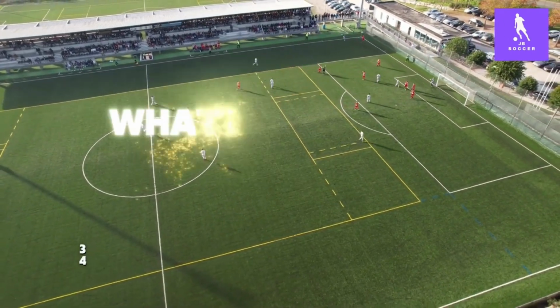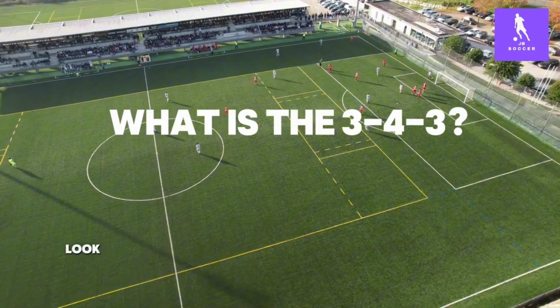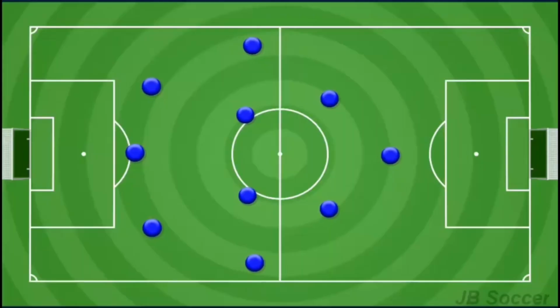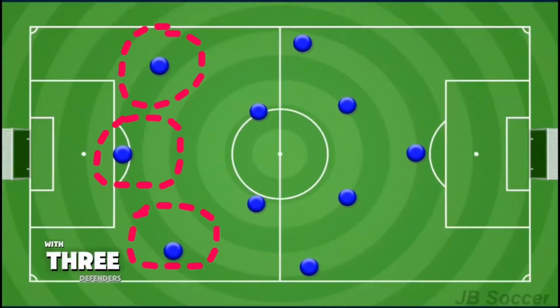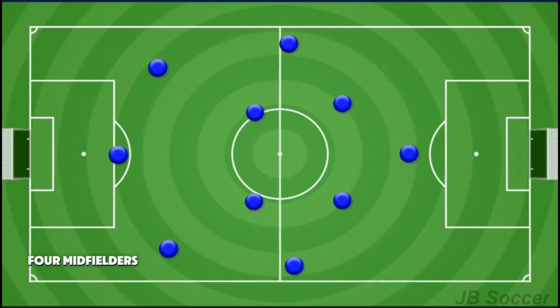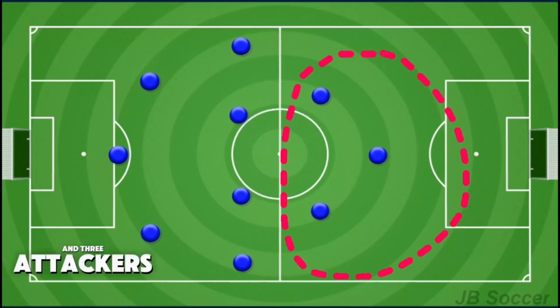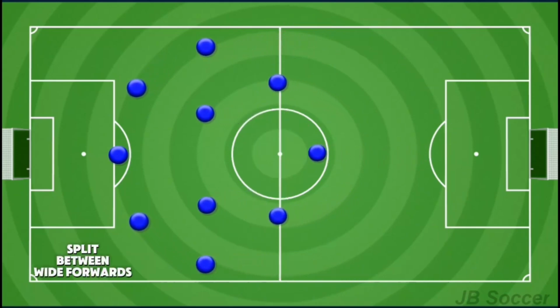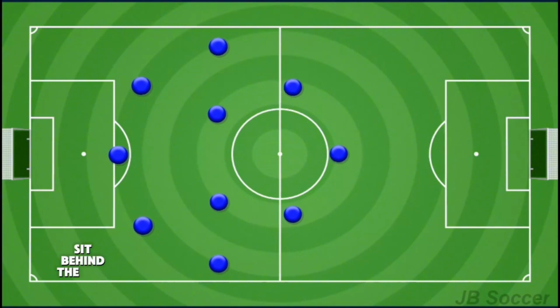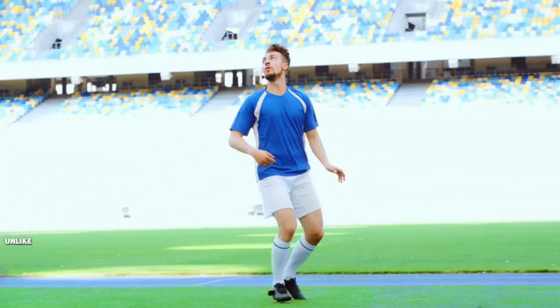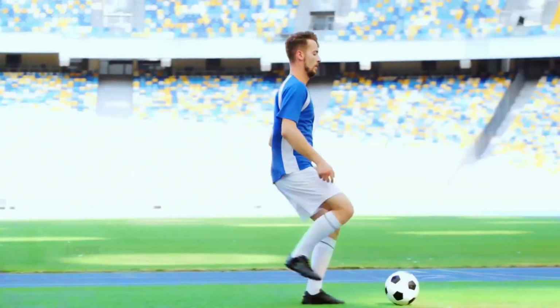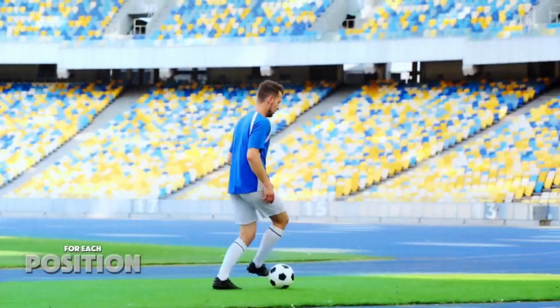So what is the 3-4-3 formation? Let's take a look at how it's set up. The 3-4-3 is set up with 3 defenders, 4 midfielders and 3 attackers who can be split between wide forwards or 2 10s that sit behind the 9. This formation is unlike traditional formations, so let's take a look at the roles and responsibilities for each position.